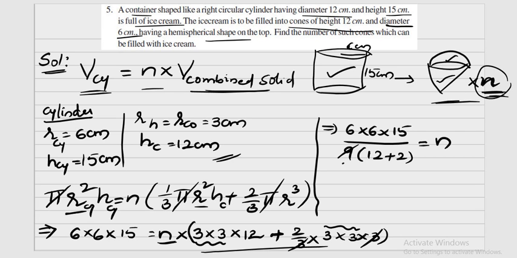Now this 9 goes 3 times into the numerator, and this goes 2 times. Next, this 3 in 15 goes 5 times. Next, this 2 in 14 goes 7 times. So from this, what am I going to get? Is there any mistake that we have made here? Pi r square h, so 6 into the height of the cylinder 15. So 6 into 15 is equal to n into, sorry, here we have missed the 1 by 3. Okay, so here we have missed 1 by 3.